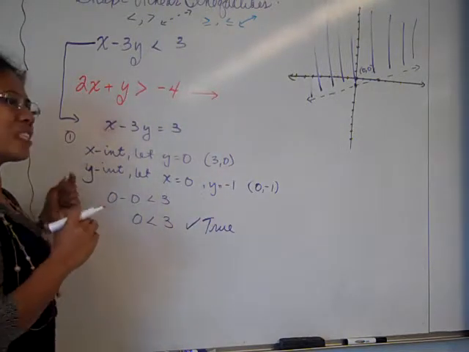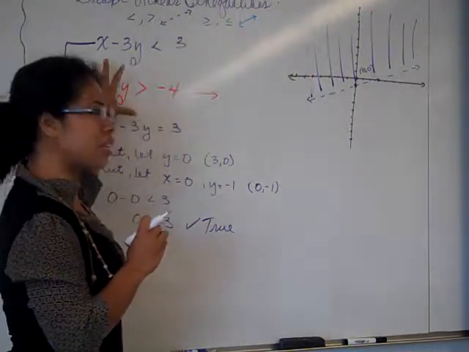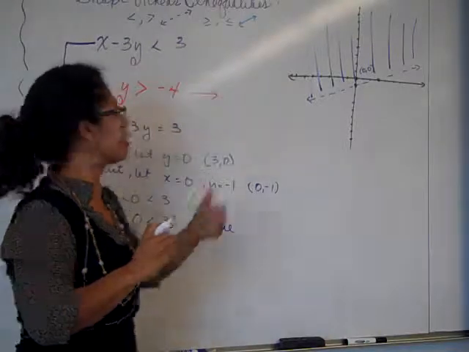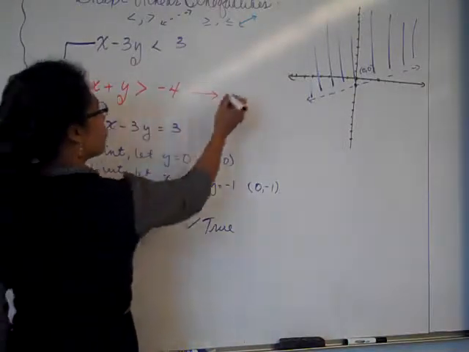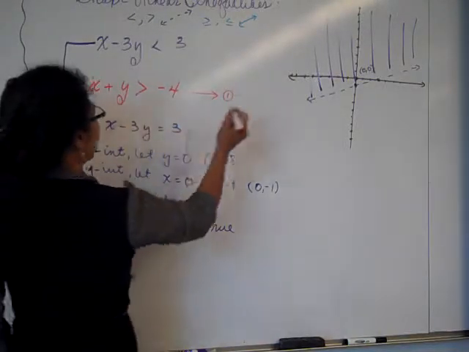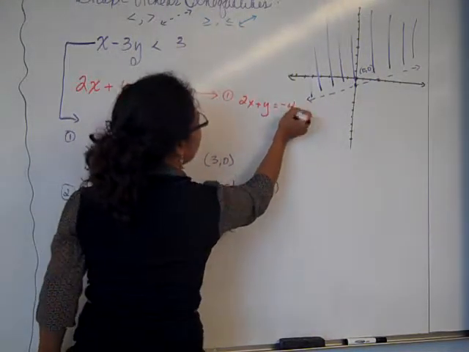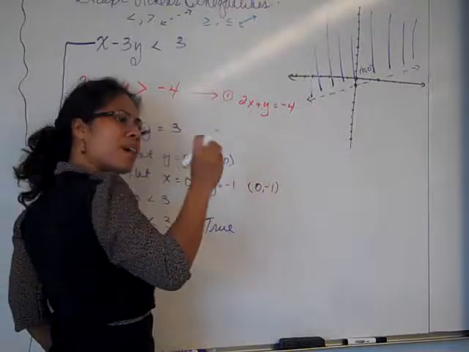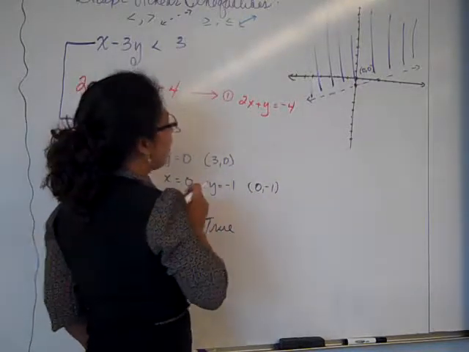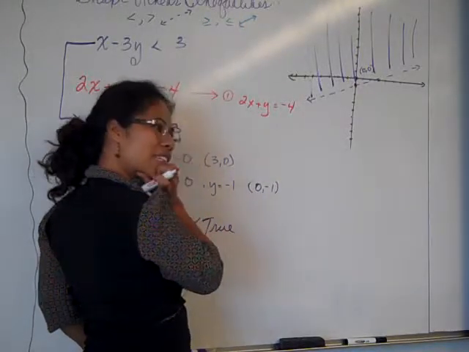So the first thing I need to do with the red inequality is find a boundary. To find a boundary, I need to look at it as a line. So I have 2x plus y equal to negative 4. I'm only doing this to get my points. How do you want to do this?